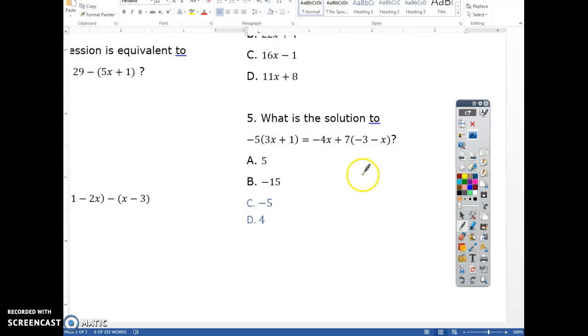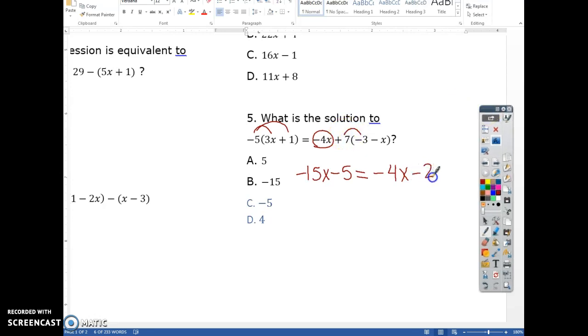So when I distribute here, what do I get? Negative 5 times 3x is a negative 15x. Negative 5 times 1, negative 5. Bring down the equal sign. Bring down this minus 4x because I'm not doing anything with that. And then distribute the 7 times the negative 3. Negative 21. And the 7 times negative x is a negative 7x.